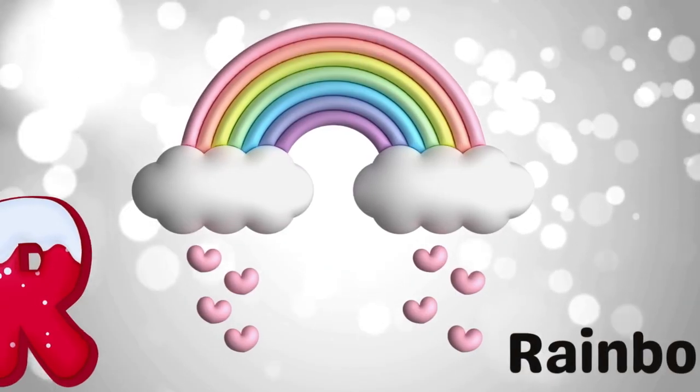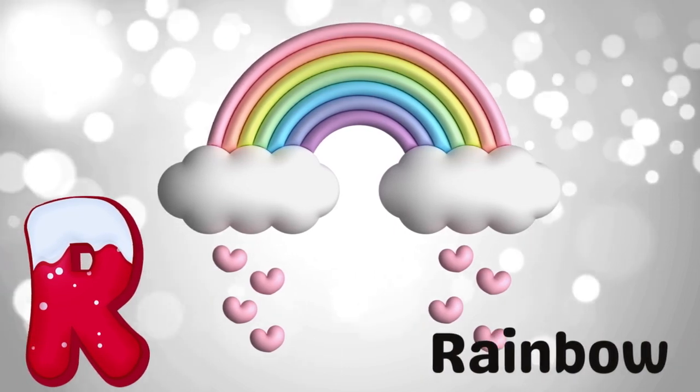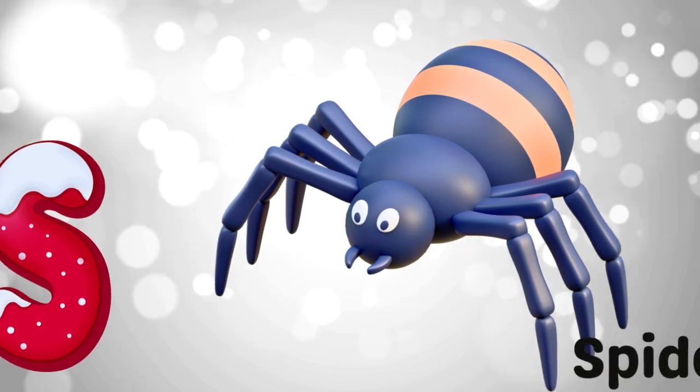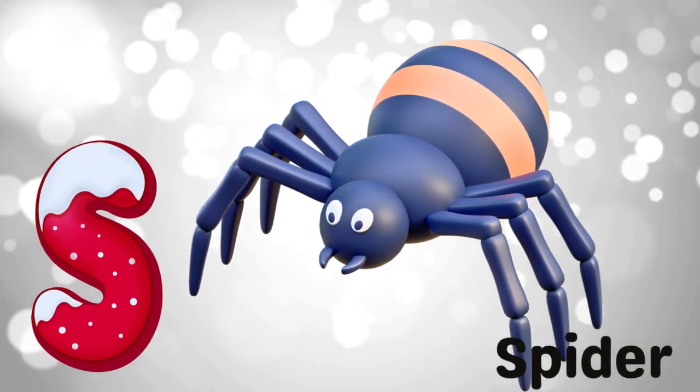R is for rainbow. R, r, r, r, rainbow. S is for spider. S, s, s, s, spider.